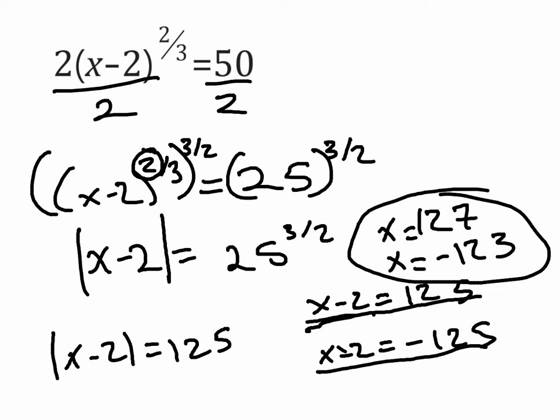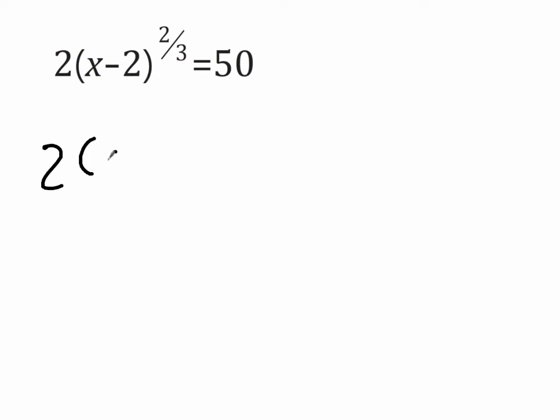If the exponent is odd, let's say this was 2 times x minus 2 to the 3/2 equals 50, then you don't have to worry about that absolute value, because that 3 doesn't have that quality of turning negative things into positive. But anytime that's an even number in the numerator, you have to worry about it.